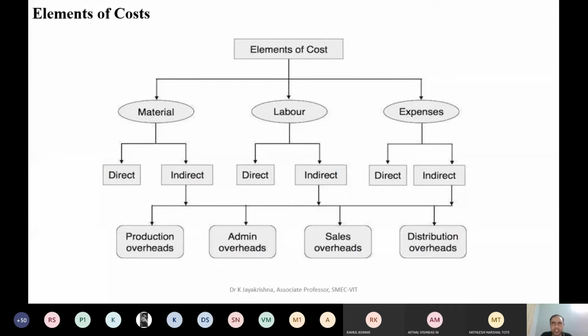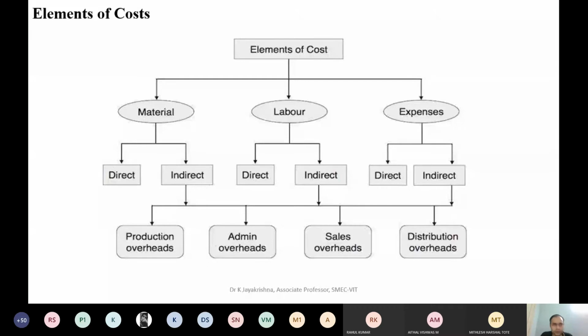So just remember the elements of cost. I'm classifying them into three types: material, labor, and expenses. Each one is further classified as direct and indirect. And again, this indirect cost can be classified as production overhead, administrative overhead, sales overhead, and distribution overhead. Are you able to have a picture of this? If you're not able to memorize it, at least have a picture of this in your mind.